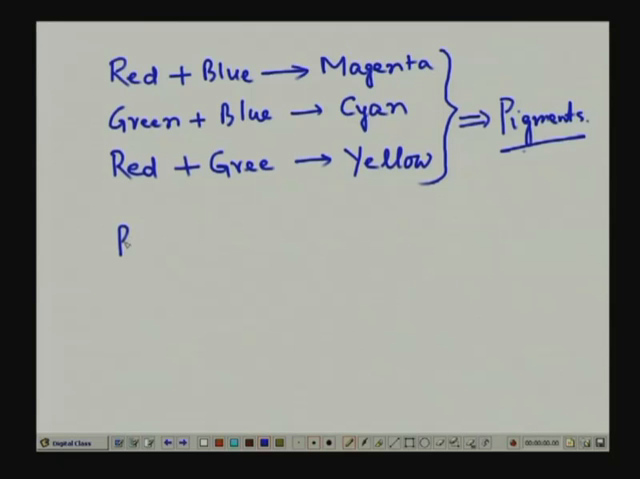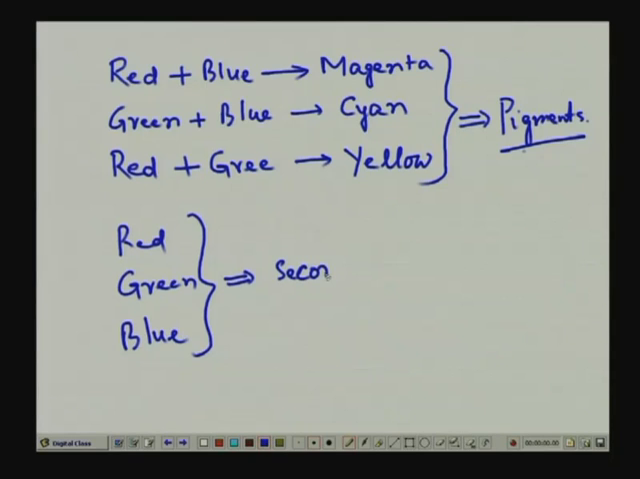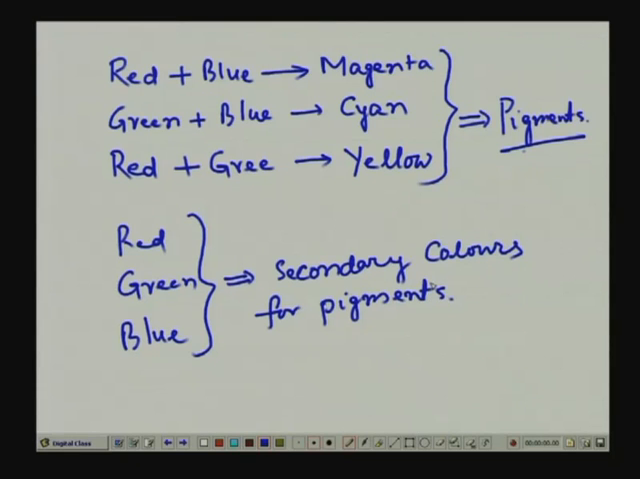And in the same manner, red, green and blue, which are the primary colors of light, will be the secondary colors for pigments. And as we have seen, for the primary colors of light, if we mix red, green and blue in appropriate proportion, we generate white light. Similarly, for pigments, if we mix cyan, magenta and yellow in appropriate proportion, we will generate the black color. So, for pigments, appropriate mixing of the primary colors will generate black, whereas for light, the appropriate mixing of the primary colors will generate white.